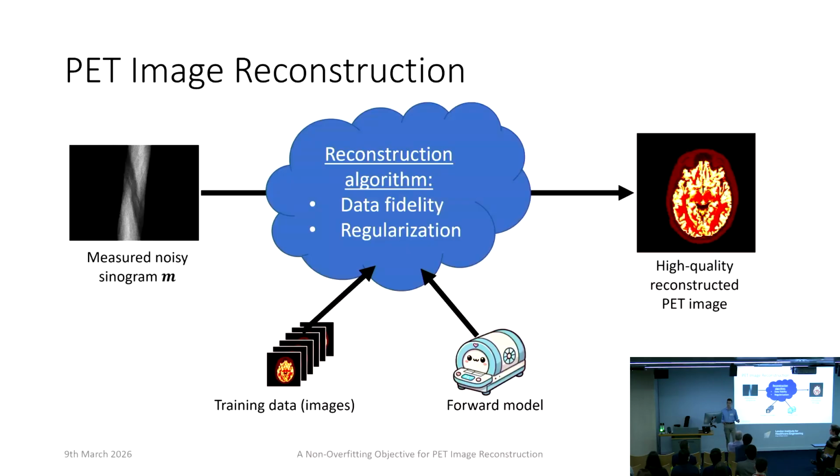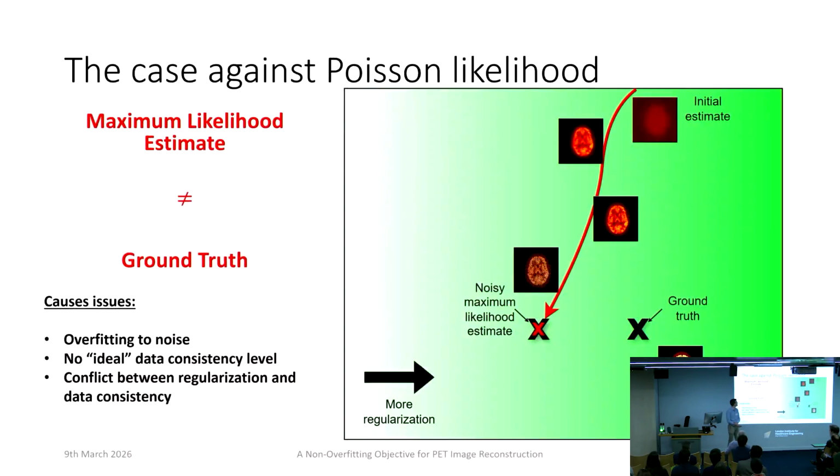So most of the talks today so far have focused on regularization, and that's where lots of the literature is at. But I'm going to be talking about my new approach for how we can actually measure the fidelity of an image. Usually you would do this with a likelihood. But the likelihood has a few issues. At its core, the maximum likelihood estimate is not the ground truth. And so if we keep iterating an algorithm like MLEM, we'll eventually end up at a noisy maximum likelihood estimate. So we've overfitted to noise.